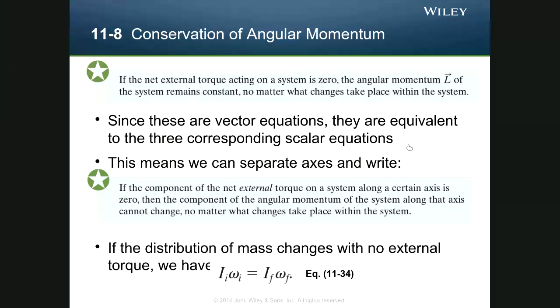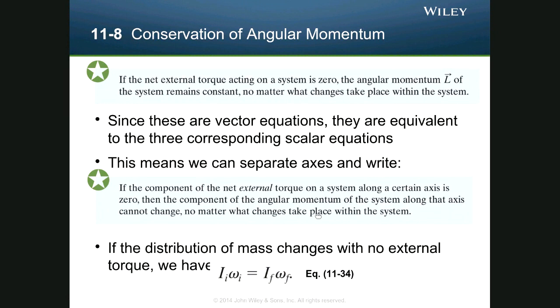And of course, since these are vector equations, they're equivalent to the 3 corresponding scalar equations. This means we can separate the axes and write, just like we did for momentum, that if the component of the net external torque on a system along a certain axis is 0, then the component of the angular momentum of the system along that axis cannot change, no matter what changes take place within the system. That's pretty powerful. That means that just like linear momentum, angular momentum is conserved along each axis. All right.